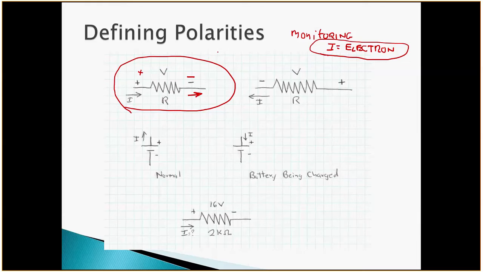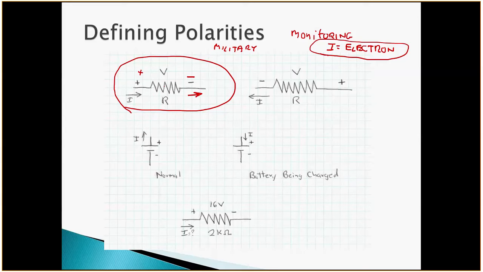Certain entities, like the military, like to show current flowing the way the electrons actually flow. So they would show it the other way. No problem in answers. They're very consistent about it, but this is the way that we will deal with it for our lives and for our career.